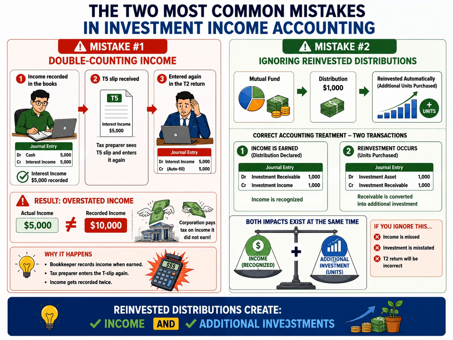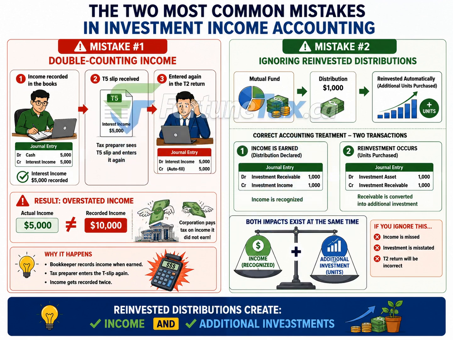This is why one of the most important questions a tax preparer should ask is, has this income already been recorded through bookkeeping? If the answer is yes, it should not be recorded a second time. Now let's look at the second mistake: ignoring reinvested distributions. This commonly occurs with mutual funds.